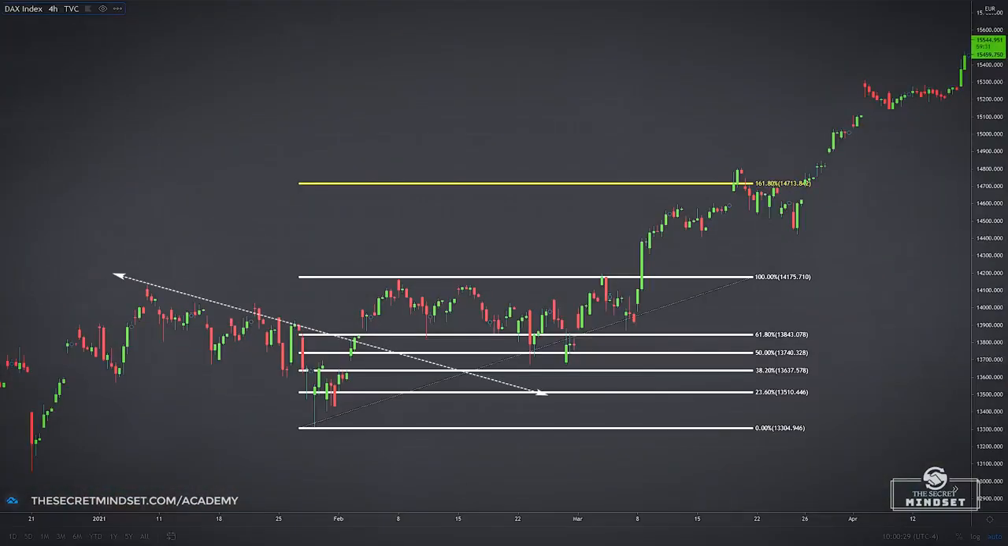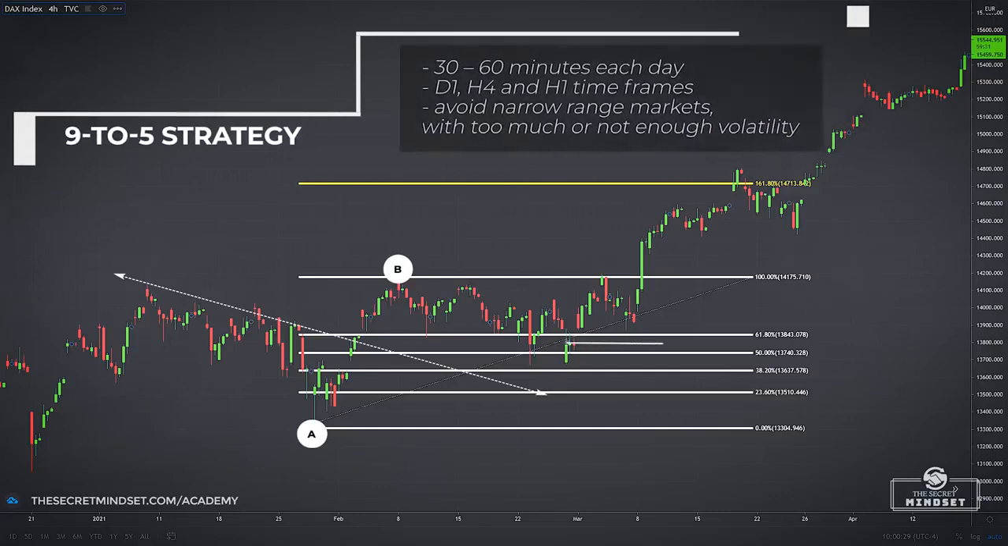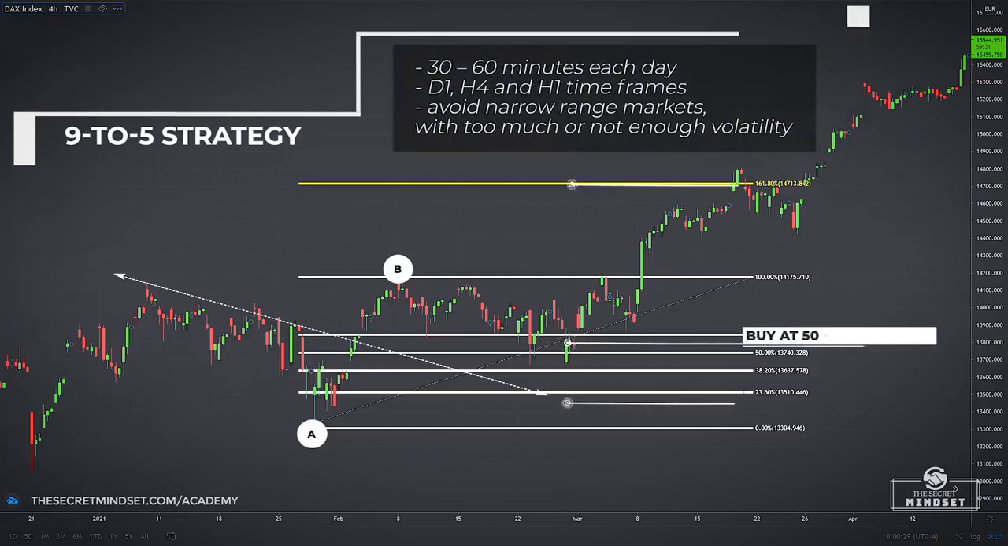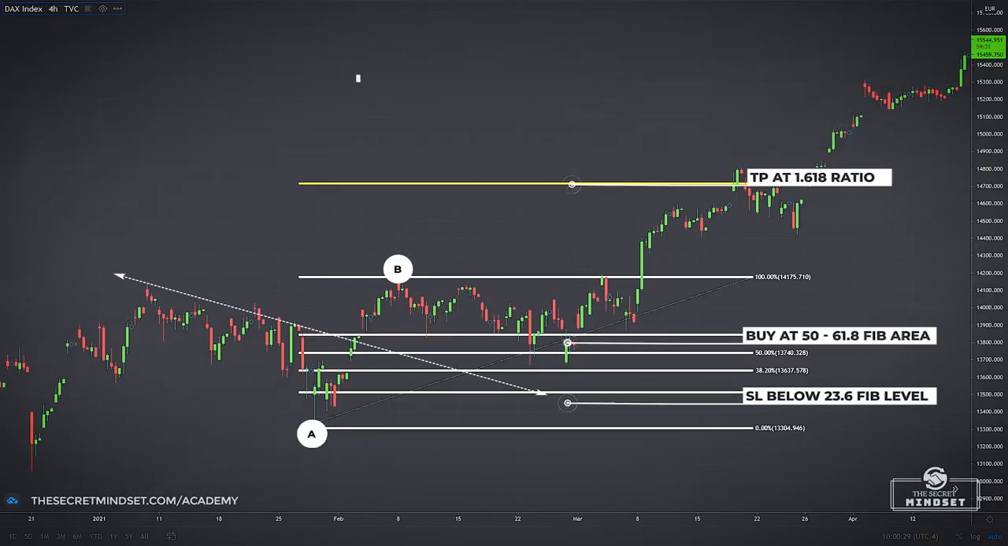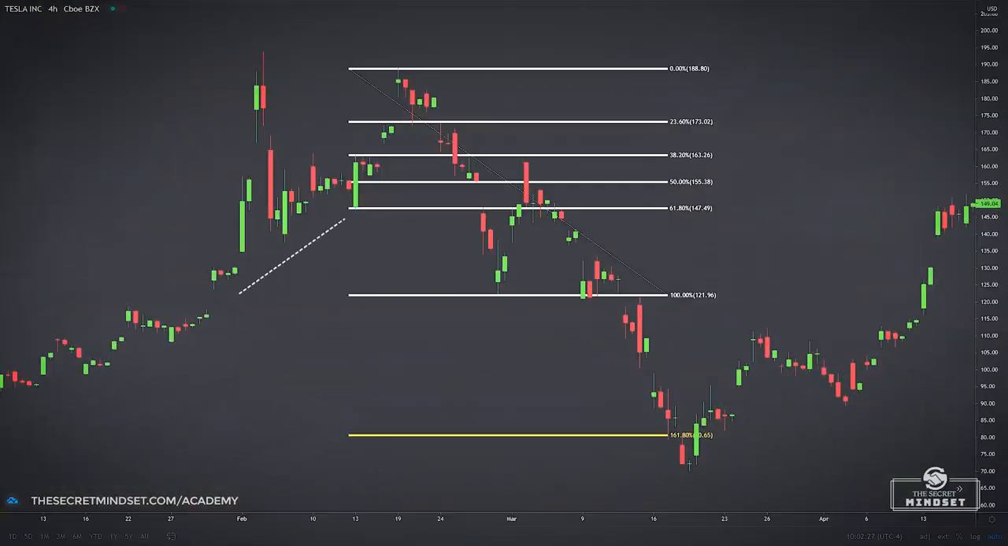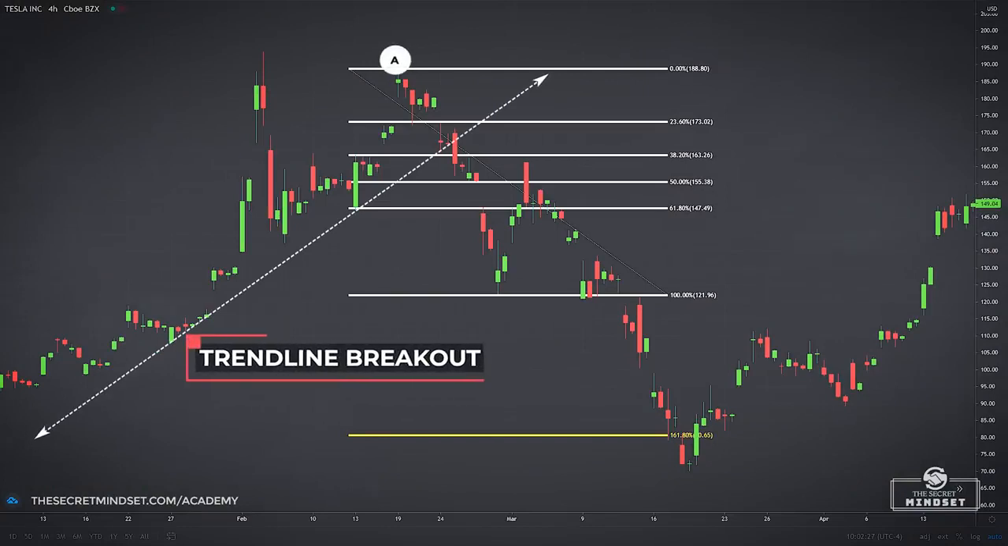The best part of this strategy is that you only have to spend 30 to 60 minutes each day, which makes it perfect if you have a busy program and don't have time to trade. Make sure you analyze the daily, the 4-hour, and the hourly time frames, and avoid narrow range markets with too much or not enough volatility and other bad conditions. And yes, you could also use this strategy for day trading on lower time frames. Here are other examples of valid trades.